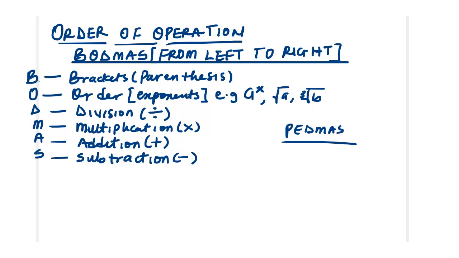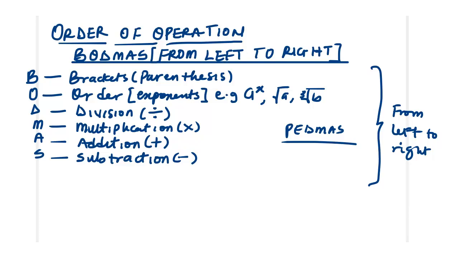So what does B represent? B represents bracket as I have written it here, which means parentheses, right? O means order. Order of operation here means that you are going to prioritize the exponent. When I say exponent, these are the terms of that particular problem that carries power, right? Like a raised to power x, square root of a, cube root of a, then followed by division, multiplication, addition, and subtraction. But all of these are done from left to right. So one has to be very careful.